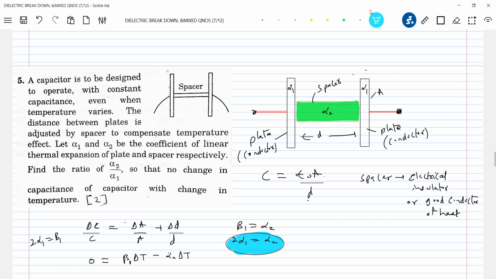Now, why did I take negative here? Due to the area of cross section, the capacitance will increase. Then the increase in capacitance should be nullified, no? So if I increase this proportionally, the change in capacitance should be nullified, no?